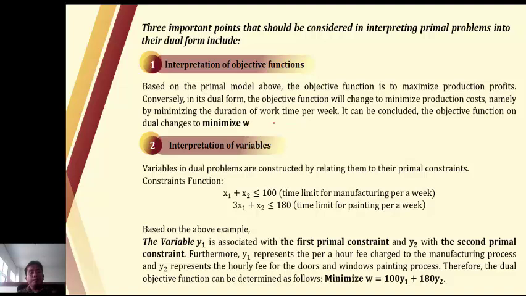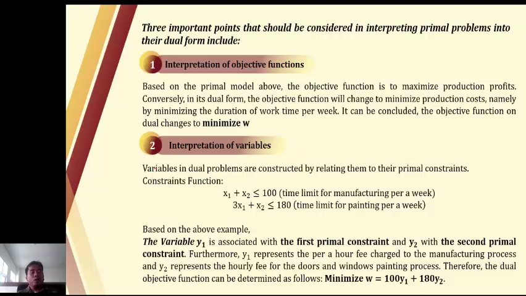Based on the primal model above, the objective function is to maximize production profit. Conversely, of course, the objective function will be changed to minimization of cost. So if the primal is maximization, in the dual it should be minimization.